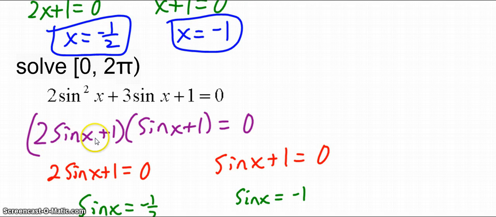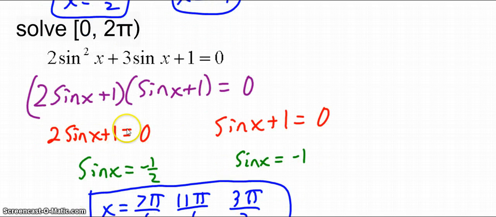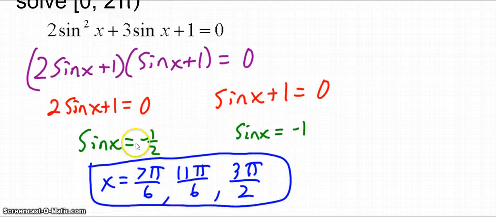So it factors into 2 sine of x plus 1 times sine of x plus 1 equals 0. Set each factor equal to 0. Solve. I get sine of x equals negative 1/2 and sine of x equals negative 1. Use my unit circle. Sine of x equals negative 1/2 at 7 pi over 6 and 11 pi over 6, and sine of x equals negative 1 at 3 pi over 2. Any questions?